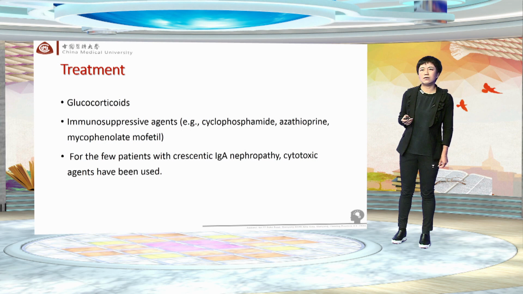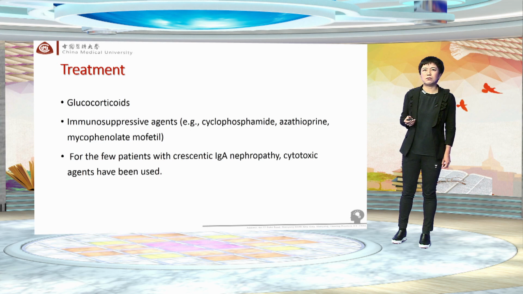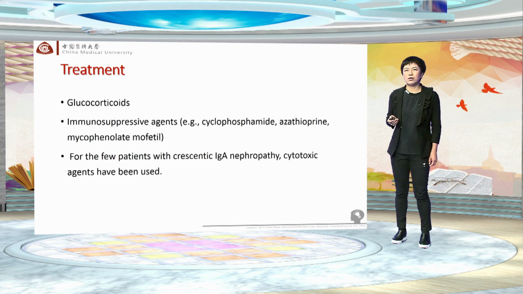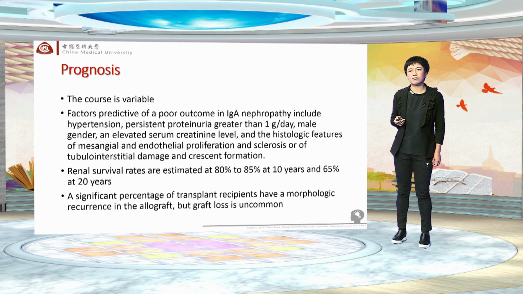There are conflicting data on the benefit of immunosuppressive agents, for example, cyclophosphamide, azathioprine, and mycophenolate mofetil, for the few patients with crescentic IgA nephropathy. Cytotoxic agents have been used.